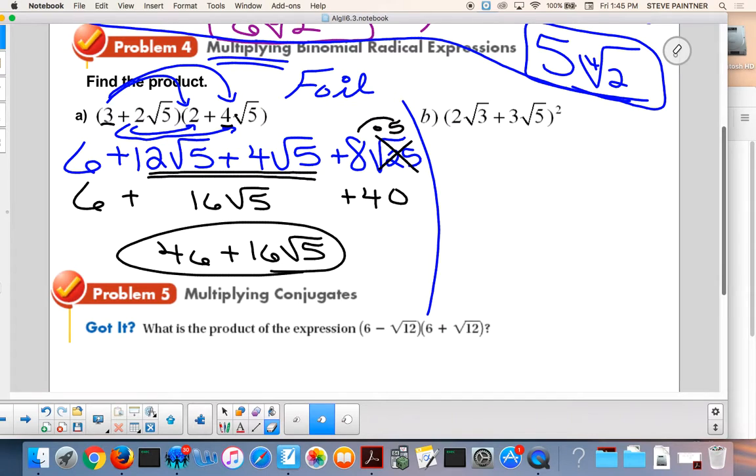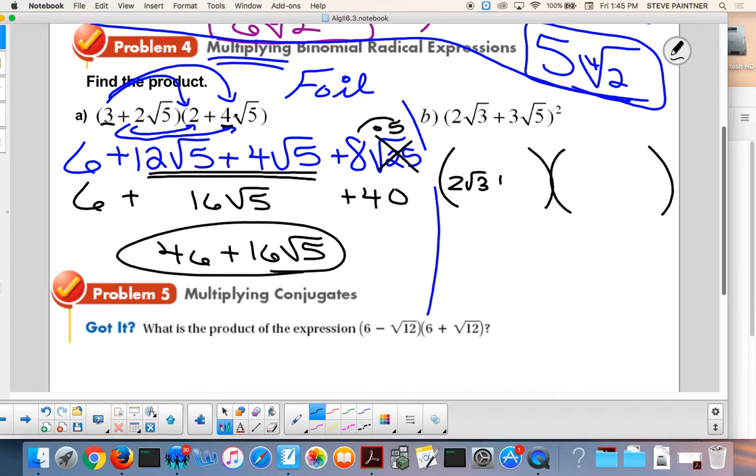Well, I was hoping you'd say take the number inside times itself twice, right? Is that what you're saying to me? Yep. Okay, so Gavin says take this, 2 square root of 3 plus 3 square root of 5, times itself, 2 square root of 3 plus 3 square root of 5. That's what it means to say square it. So what do you do now?